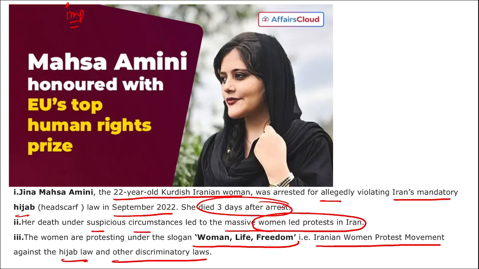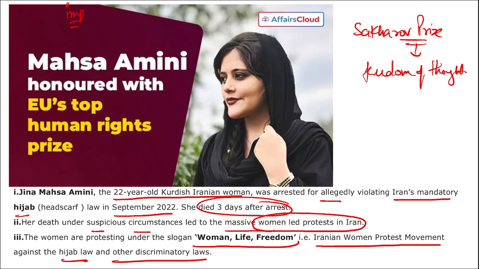laws. And because of all this, remember, recently Jina Mahsa Amini, who passed away in September after getting arrested, right? She was honored with the Sakharov Prize for Freedom. I repeat, she was honored with which prize? Sakharov Prize. Right? This Sakharov Prize is for freedom of thought.